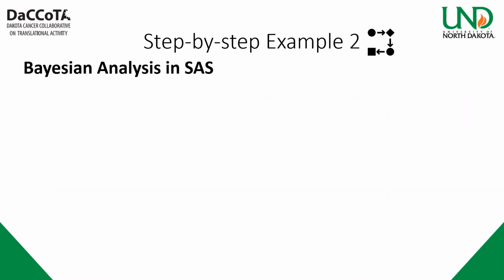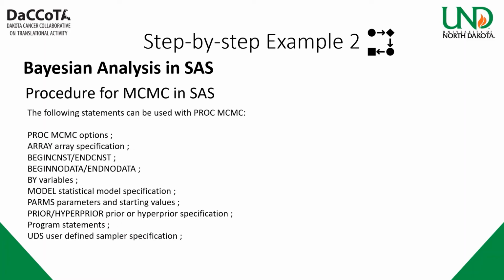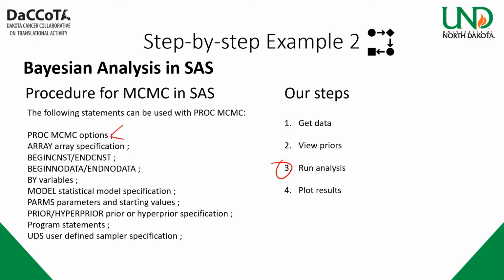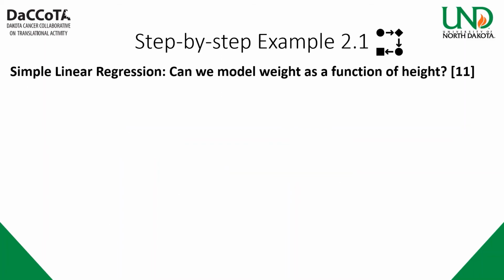Okay, so that was R. Let's switch around and see this played out in SAS. The procedure we'll use is MCMC, and we'll have a proc statement. It doesn't need all of these, but these are the typical statements. This is what our steps are going to do here. Pretty similar: we're going to get data, view priors, and then run analysis. So we'll run this proc MCMC and then plot results. Similar to what we did with R, though the analysis is a little more condensed because it's just one procedure. So let's start with simple regression.